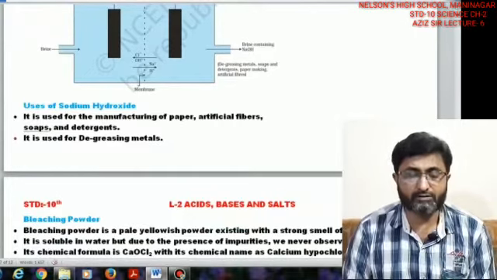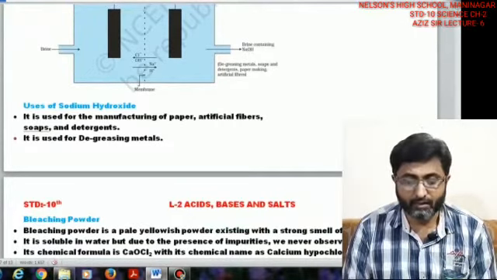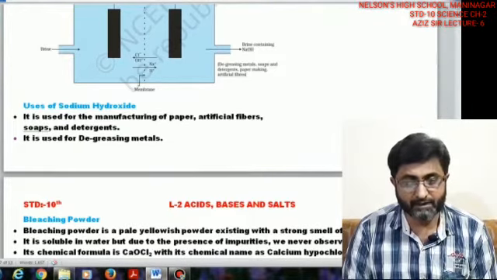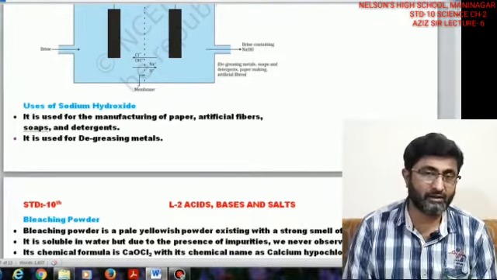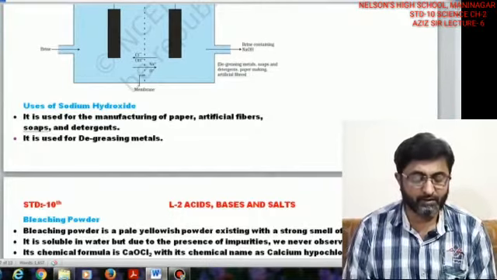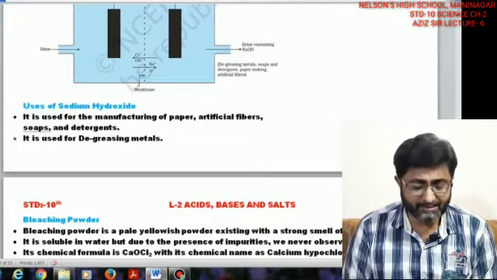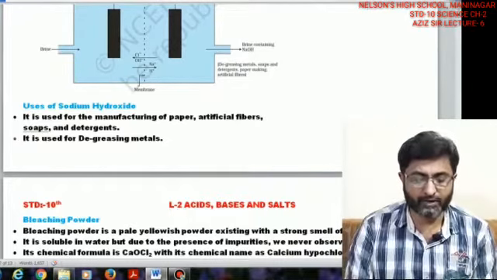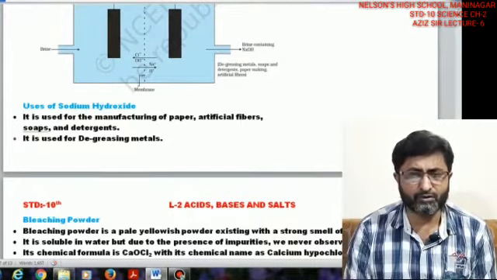Sodium hydroxide is used in the paper industry, in cleansing of artificial fibers, and in big industries like soap and detergent manufacturing. It is used as a degreasing agent for metals in the metal industry. So these are the uses of sodium hydroxide.